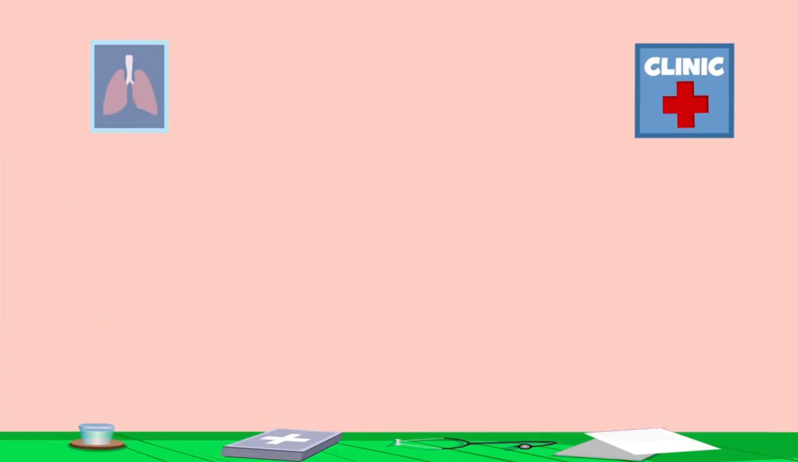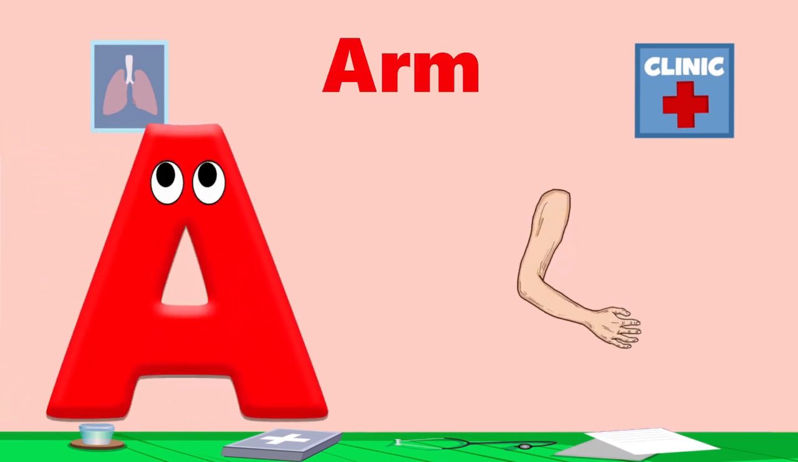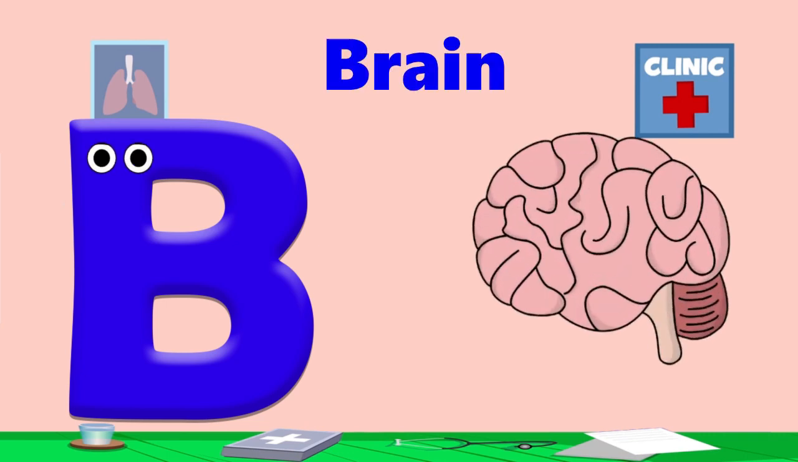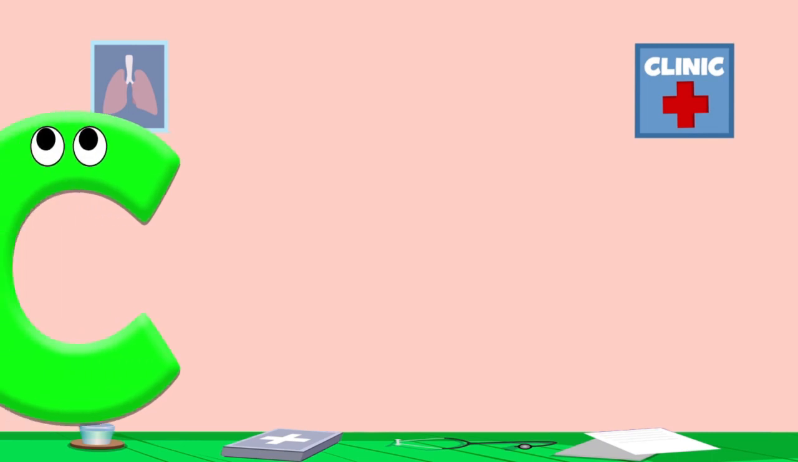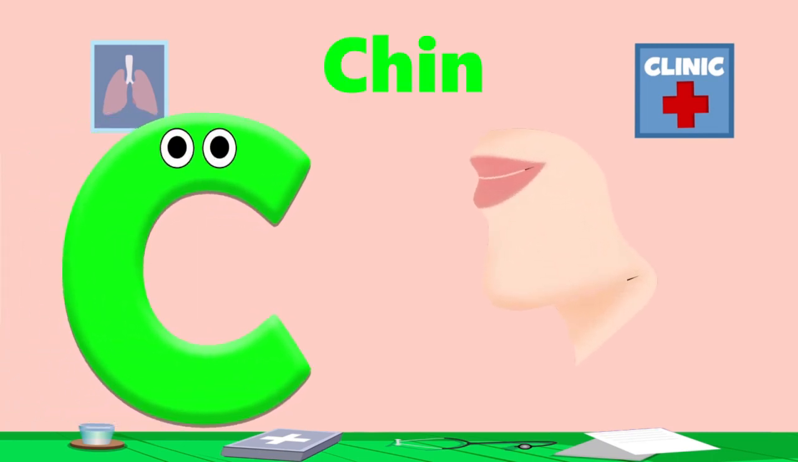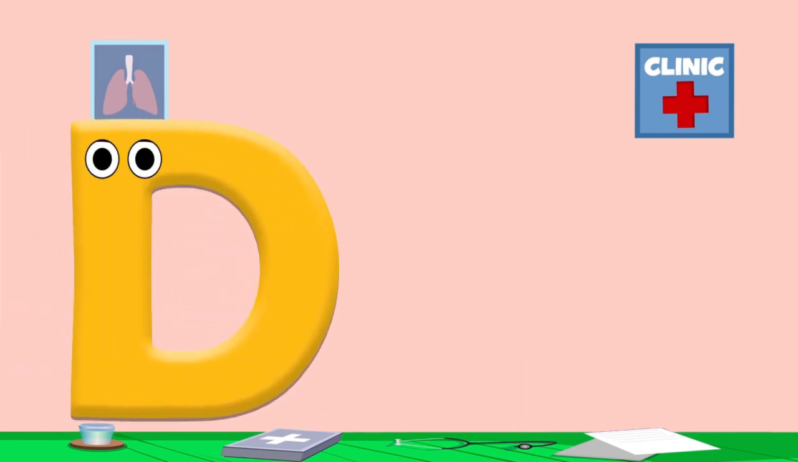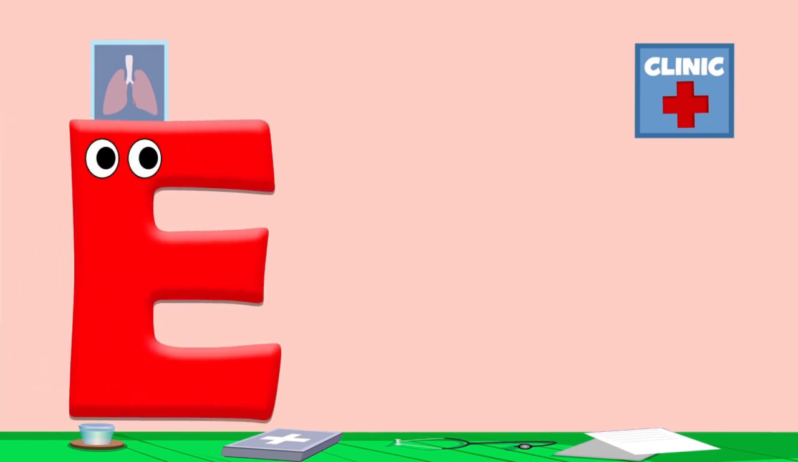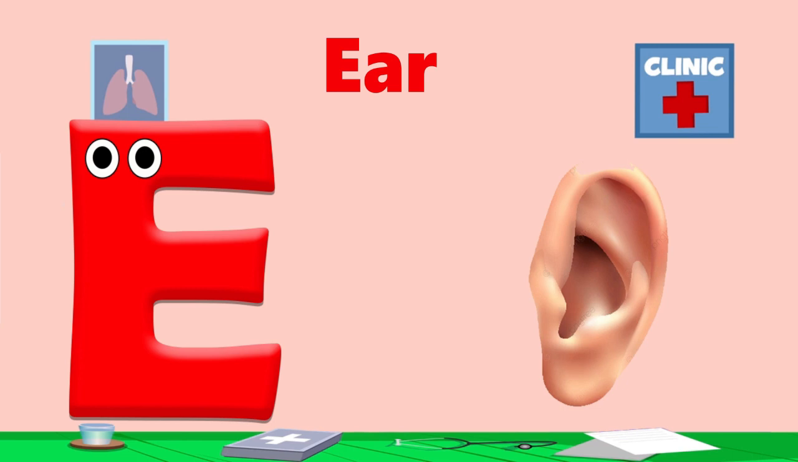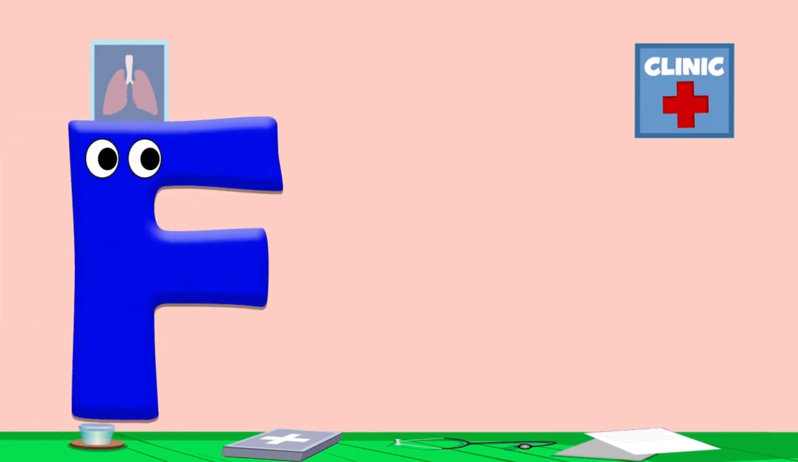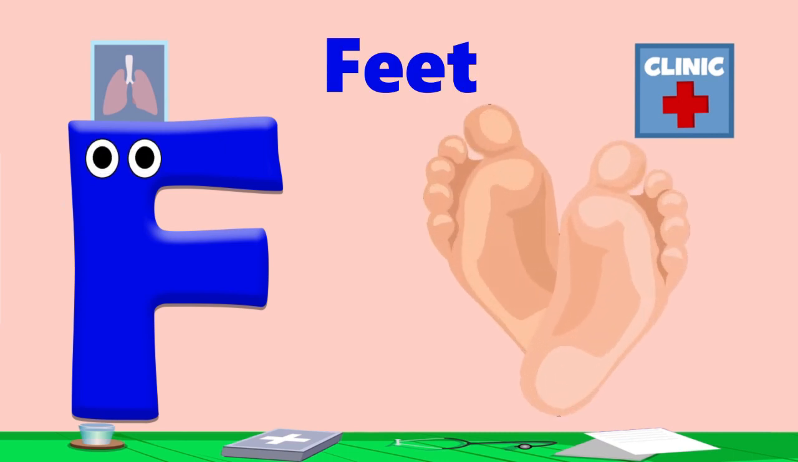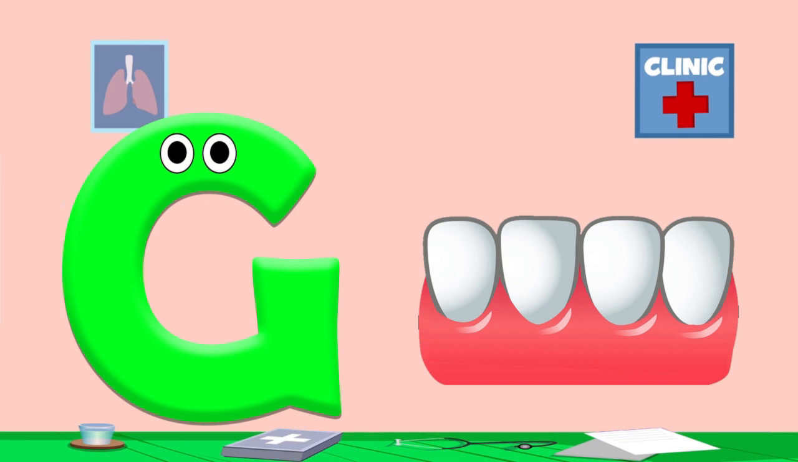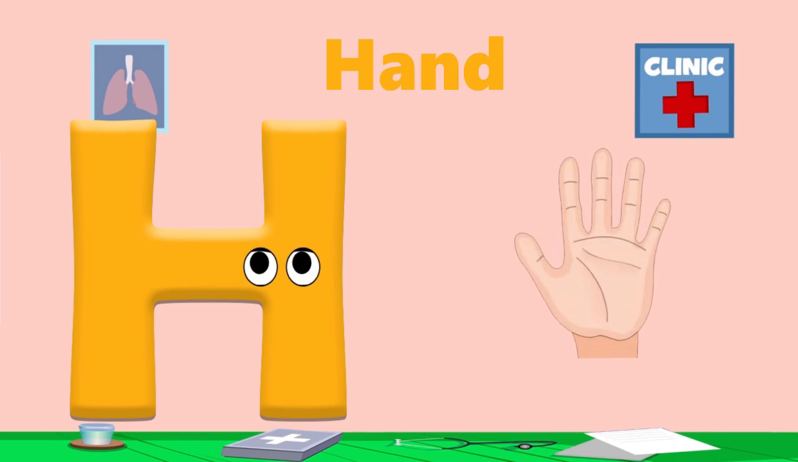Today we learn A to Z body parts. A for arm. B for brain. C for chick. D for digestive system. E for ear. F for feet. G for gums. H for hand.